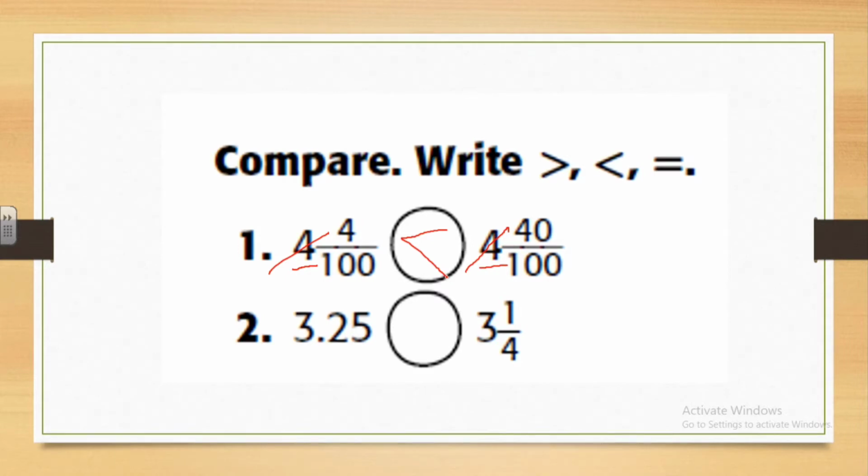Let's see number 2. Here we have 3.25, and the other side we have 3 1/4. So we cannot make a comparison in this way. We need to write the two numbers in the same form. We need to write both as a fraction, or as a decimal, whatever, but it must be the same.